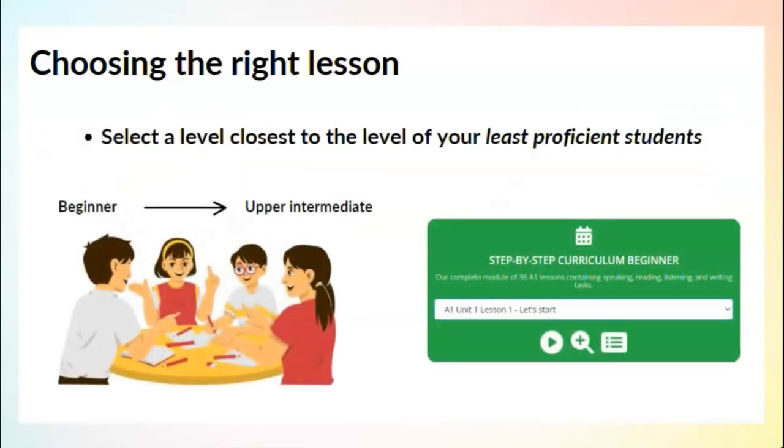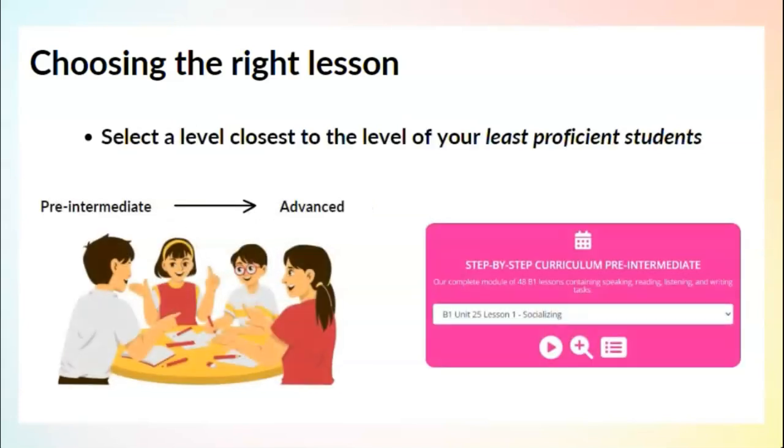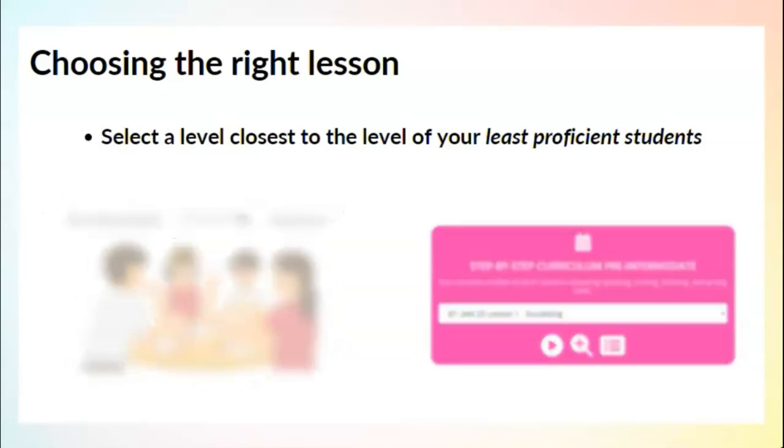When selecting a lesson, it's helpful to choose a level closest to the level of your least proficient students. For instance, if your students range from beginner to upper intermediate, select a beginner lesson. If your students range from pre-intermediate to advanced, select a pre-intermediate lesson. This allows you to increase complexity as needed, which is much easier than simplifying an overly complex lesson.